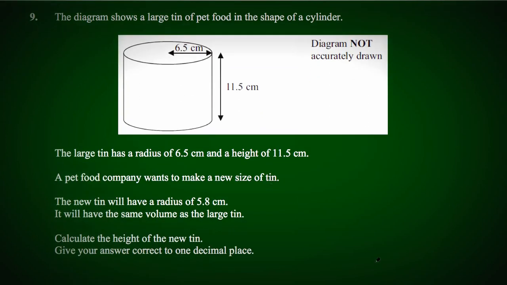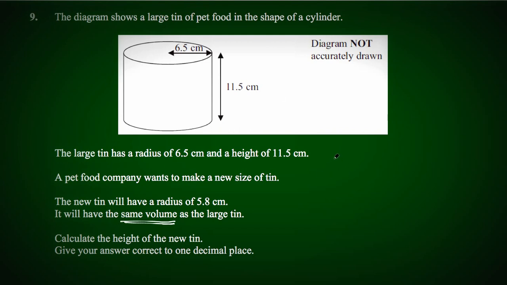Question 9. The diagram shows a large tin of pet food in the shape of a cylinder. The large tin has a radius of 6.5 centimeters, as shown, and a height of 11.5 centimeters. A pet food company wants to make a new size of tin. The new tin will have a radius of 5.8 centimeters, and it will have the same volume as the large tin. Calculate the height of the new tin. Give your answer correct to one decimal place.